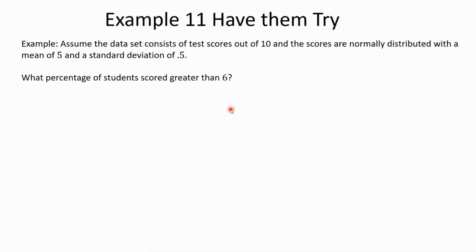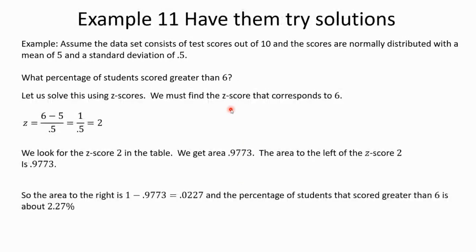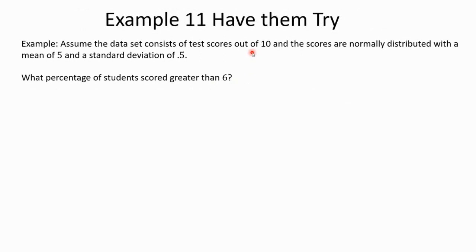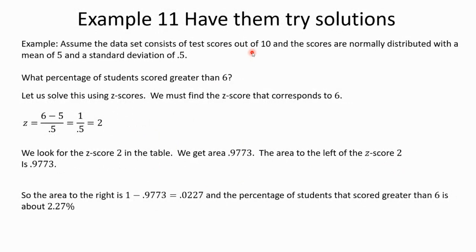All right. So we have this one. I was going to have everyone try this one, but let's just do it together. Here we have a slightly different test where the test scores are again out of 10, but now it's normally distributed with a mean of 5 and a standard deviation of 0.5. Now the question is, what percentage of students scored greater than 6?